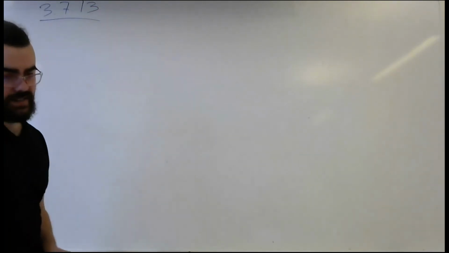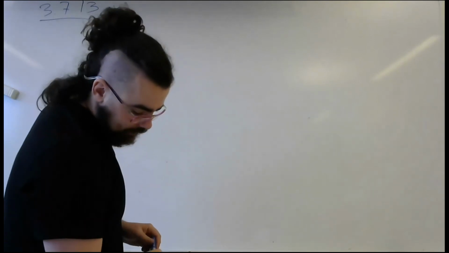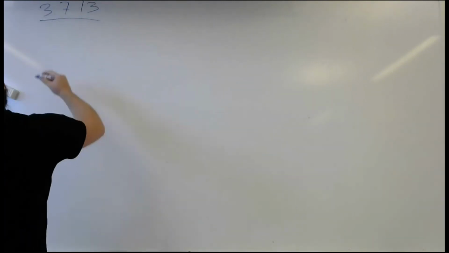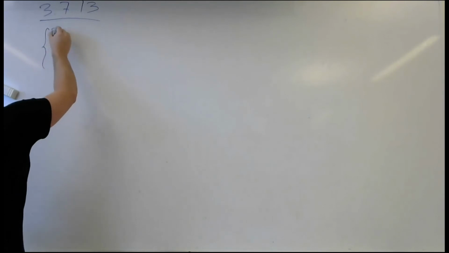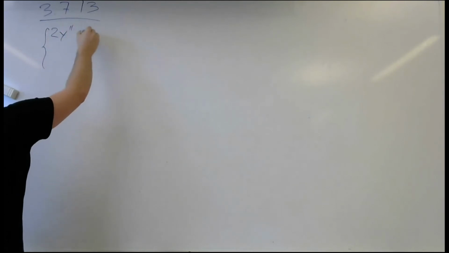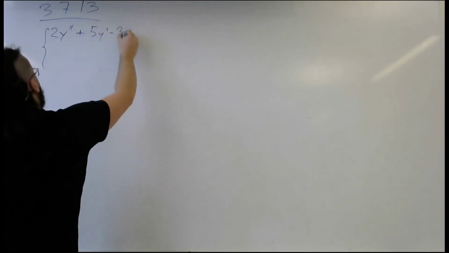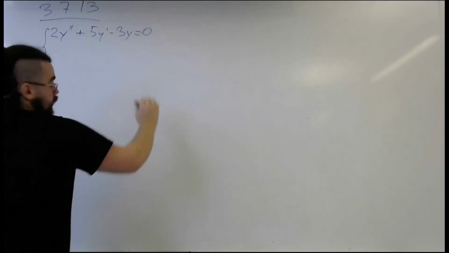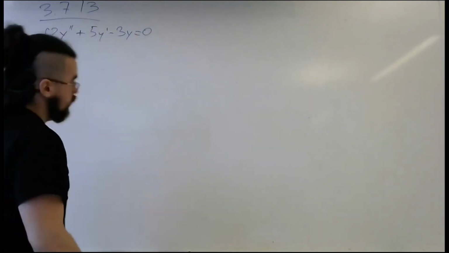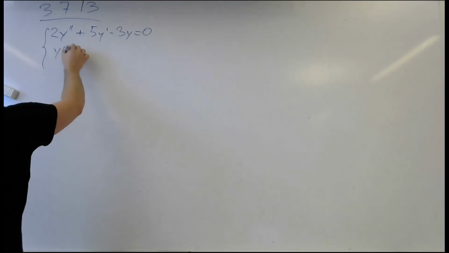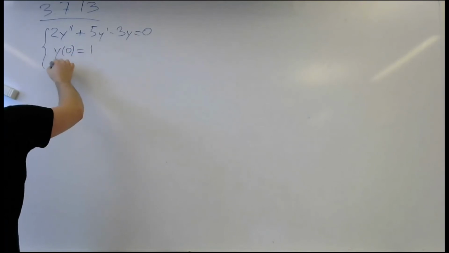Next, an all-time classic. Initial value problem given by 2y second plus 5y prime minus 3y equals 0. Y of 0 is 1, y prime of 0 is 0.